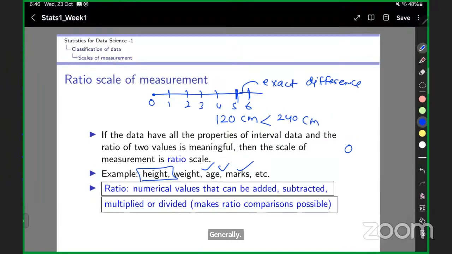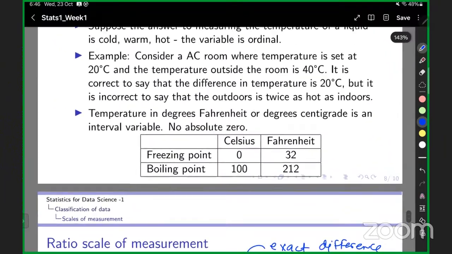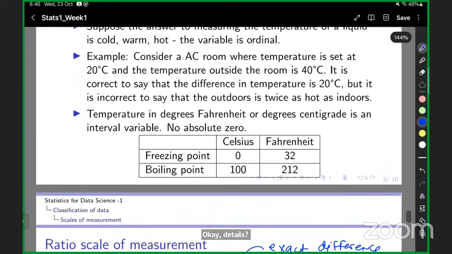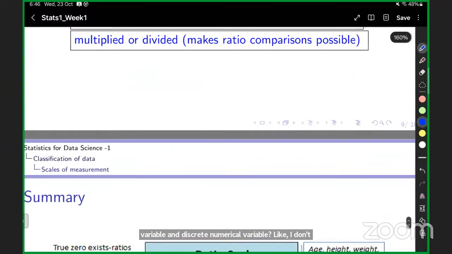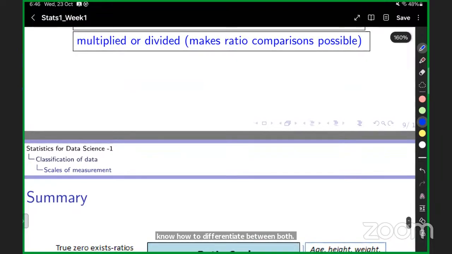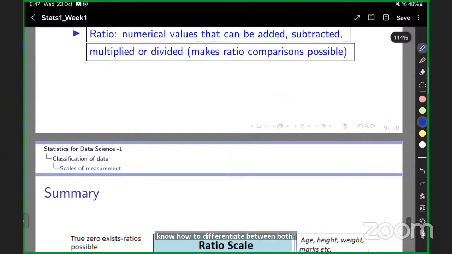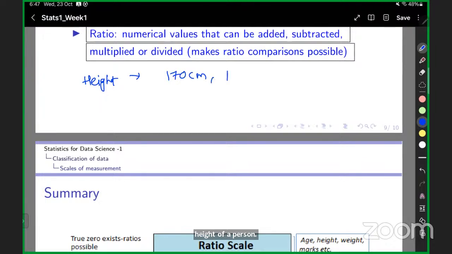Okay. Anything else? So, can you explain what is a continuous numerical variable and discrete numerical variable? I don't know how to differentiate between both. So continuous is, let's say height, height of a person. Can it be 170 centimeter? Yes. Can it be 170.1 centimeter? Yes. Can it be 170.2 centimeter? Yes.